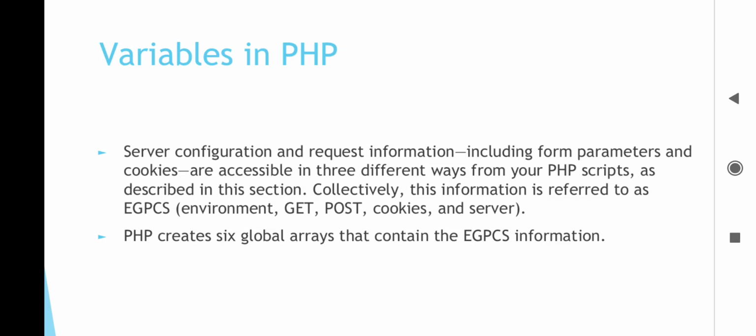Another predefined variable is named $_SERVER. $_SERVER is also a variable, it contains information about the current web server environment. PHP automatically has some variables called predefined variables. In this part we will see EGPCS. What is meant by EGPCS? E is for environment, $_ENV, then G is for $_GET, P is for $_POST, C is for $_COOKIE and S is for $_SERVER. So it is referred to as EGPCS.